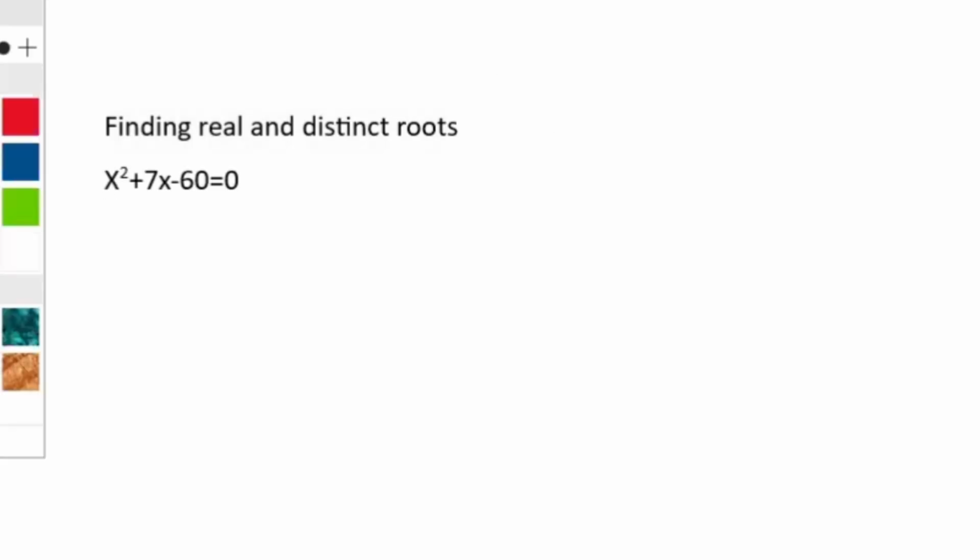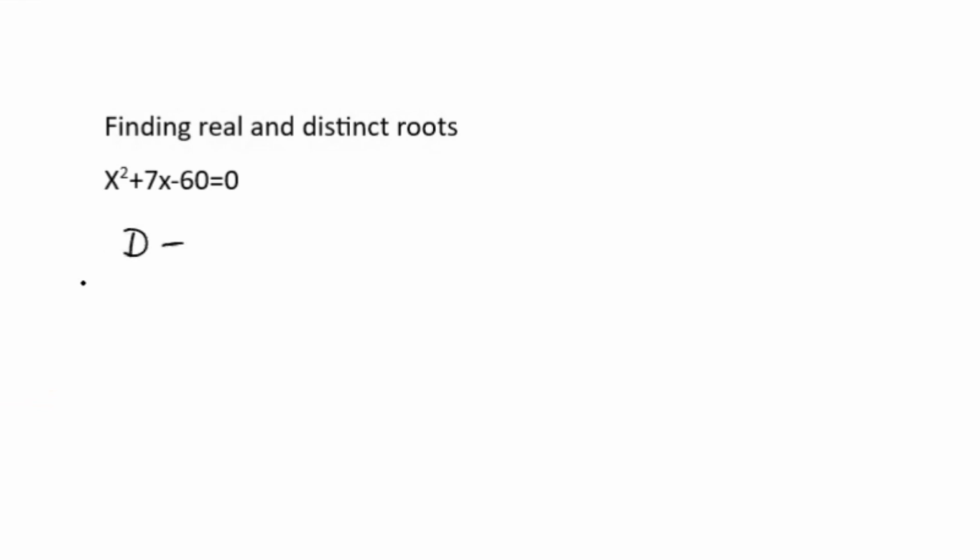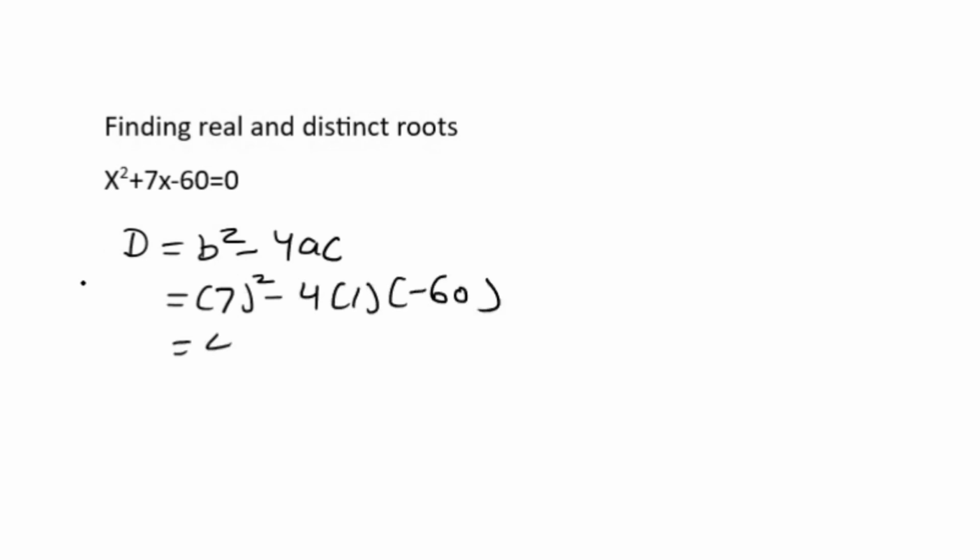For this we will find the value of the discriminant, that is D. So we know that D is equal to b square minus 4ac. The value of b is given as 7. So 7 square minus 4, the value of a is 1 and the value of c is minus 60. Solving this, we will get 49 plus 240. So the value of the discriminant, that is D, is 289.